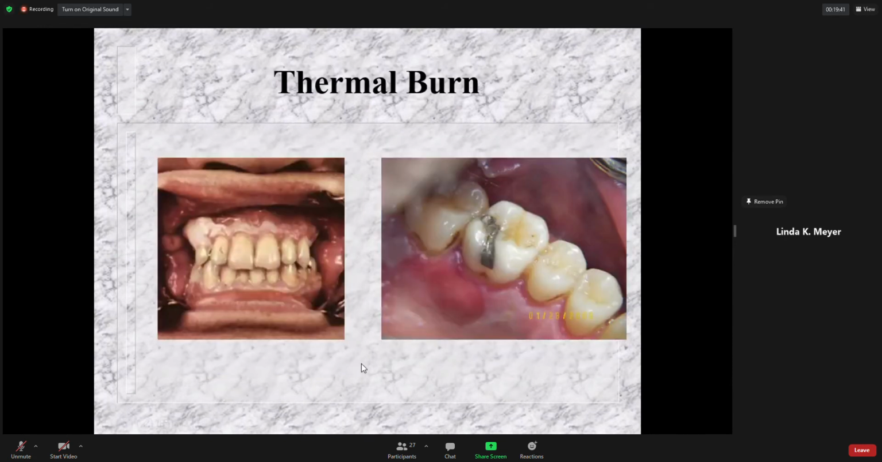So these are just examples of thermal burns. Here, this one was supposedly from hot soup that the patient ingested. This one on the right is a classic pizza burn, you know, the hot cheese. It's common to see burns on the palate, even though it's a pretty tough tissue.